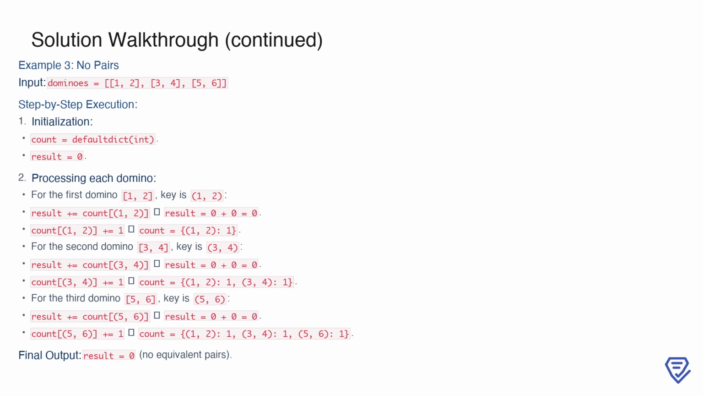After processing all dominoes, the count dictionary is 1, 2, 1, 3, 4, 1, 5, 6, 1, and the final value of result is 0. This means there are no equivalent pairs in this example.